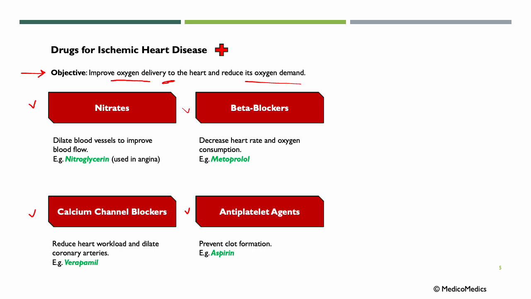So nitrates, such as nitroglycerin, they work by dilating veins and coronary arteries, leading to reducing preload and relieving chest pain during angina attacks. So we mainly use it in angina. Now, we're not going to deep dive into the mechanism of action of these drugs in this lecture, but we can just mention, for example, nitrates.